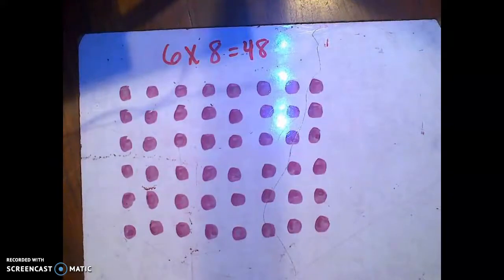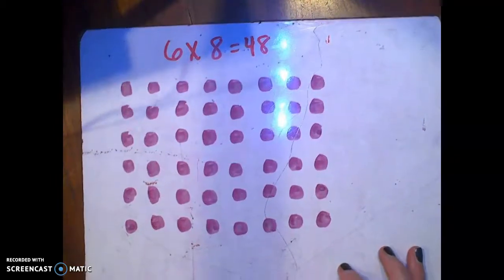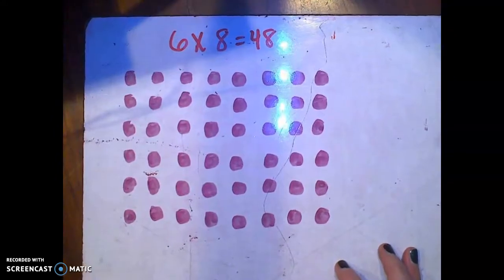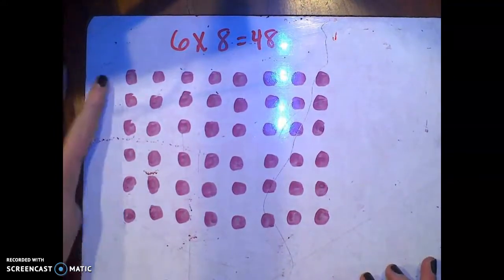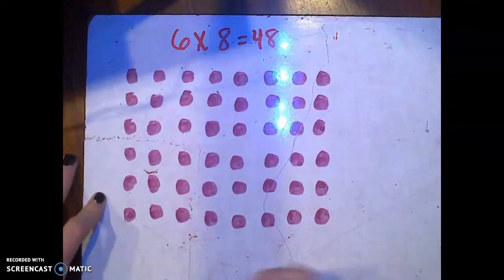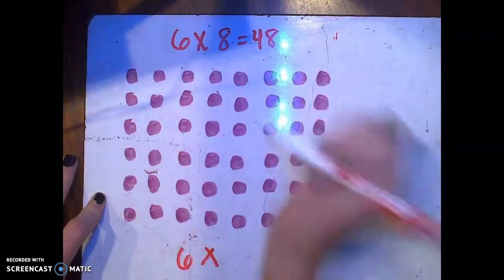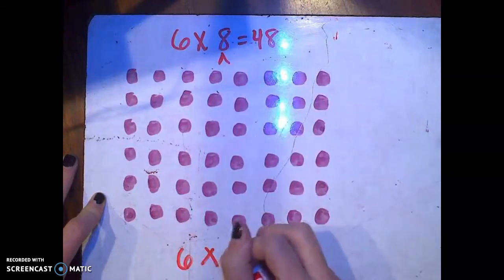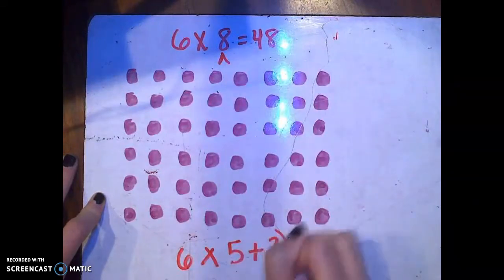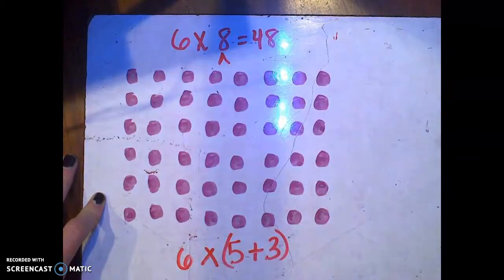We just solved that. What I'm going to do now is try and make this a little easier to work with, and I'm going to use that 5 plus something strategy. Because I've got my 6 rows here, I'm going to keep that the same. So I'm going to say 6 times, and then I'm going to break apart my 8 into 5 plus 3. Okay, now if I have 6 times 5 plus 3, how would that look in my array?